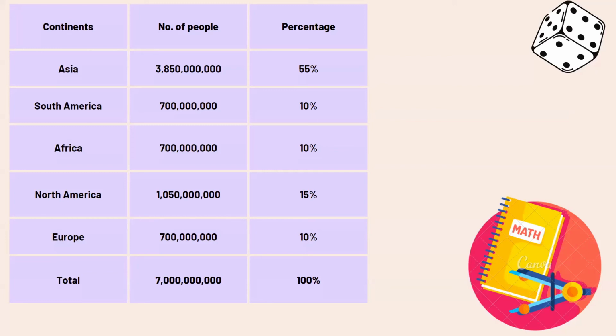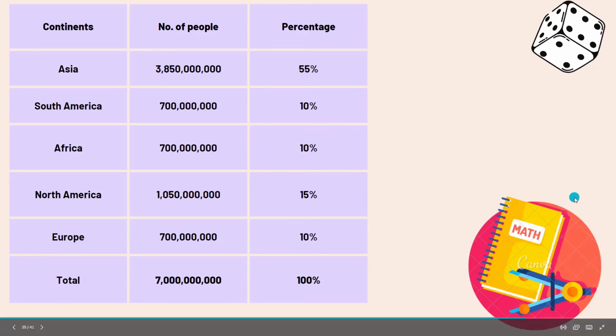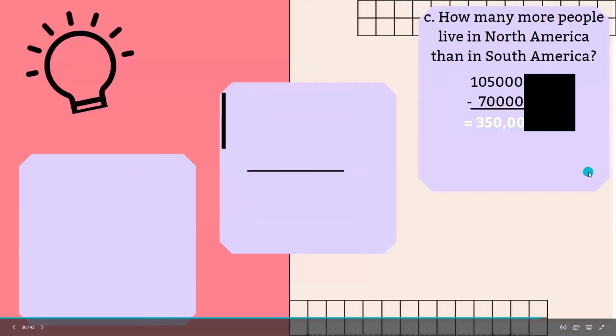North America has 1,050,000,000 people, and Europe has 700 million people. With a total, if you add them all, we have a total of 7 billion people, which totals to 100%. Next slide, please.